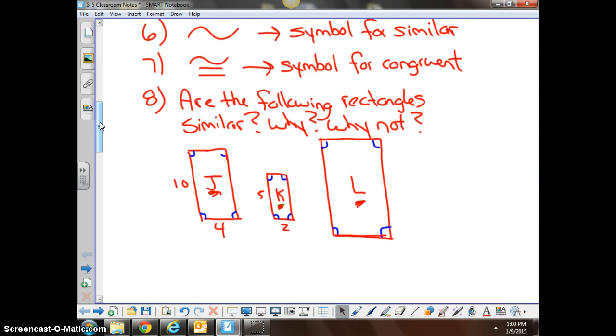Number 6, a couple of symbols for 6 and 7. A squiggly line all by itself means that you have a symbol for similar. And then a squiggly line over top of an equal sign means you have a symbol for congruent.